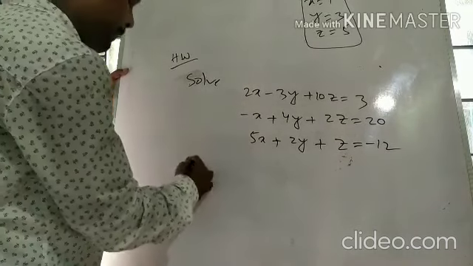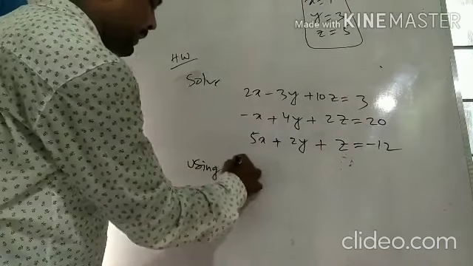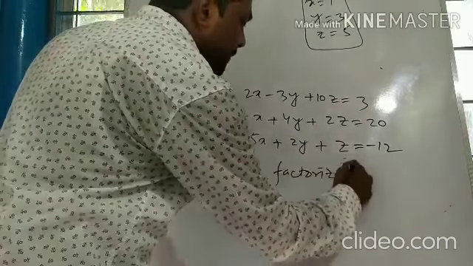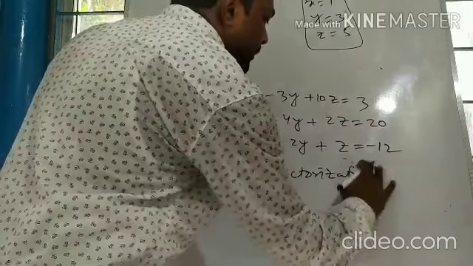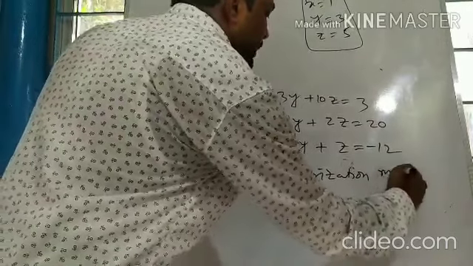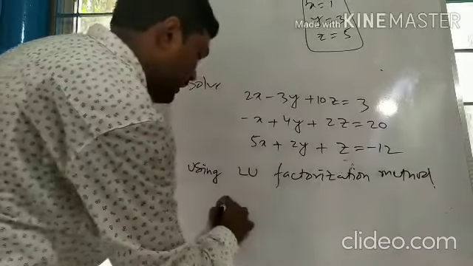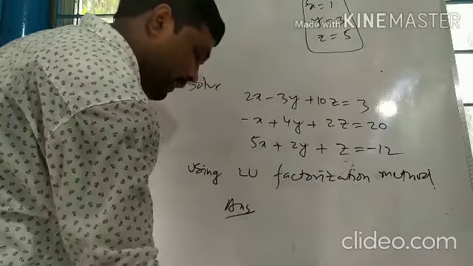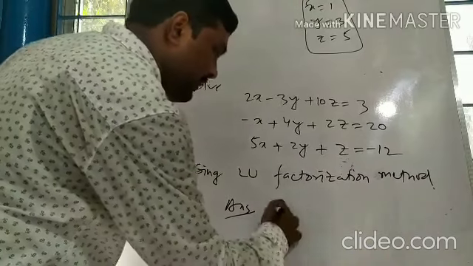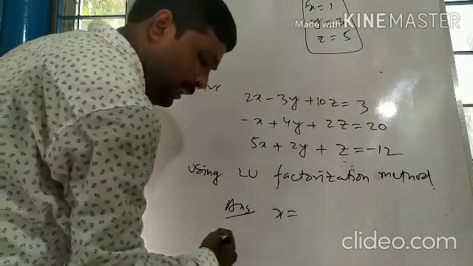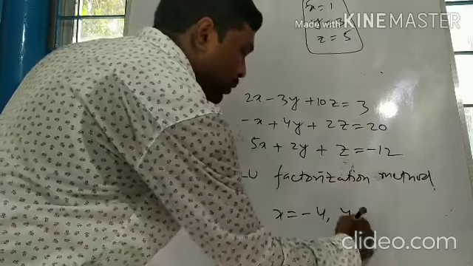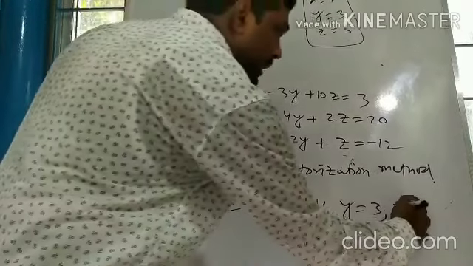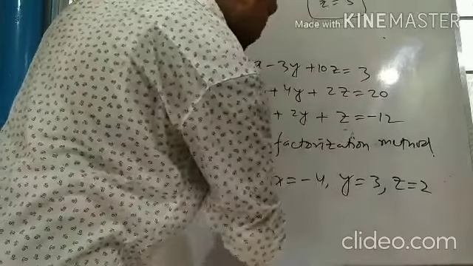Using the LU factorization method. Just write the answer. The answer is x equals minus 4, y equals 3, z equals 2. This is the answer.